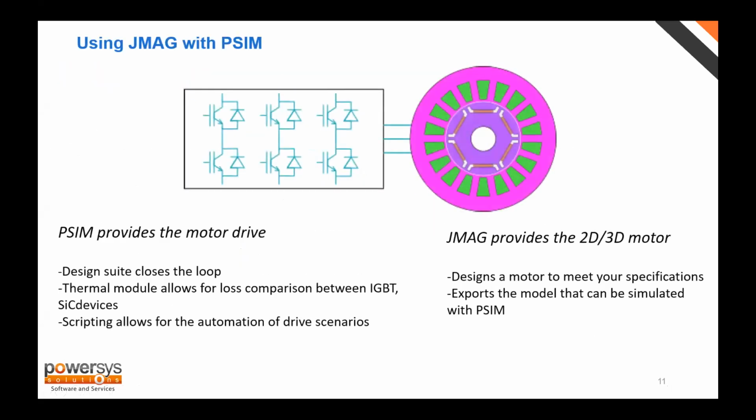So why do you need to use Psim and Gmag? I think your main trouble is to design the electric motor. For that, you have to do it in Gmag as you used to do. You will design your own electric motor using the specification of your customers, for example, or from your management.